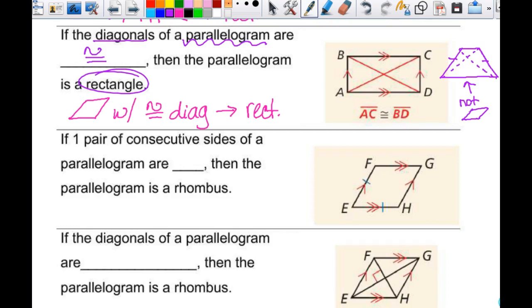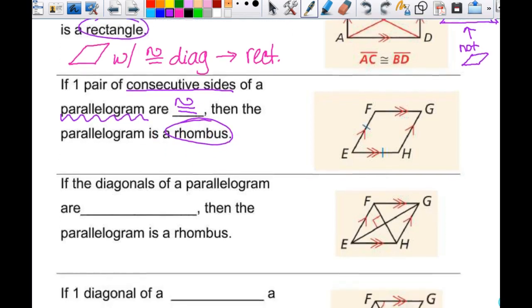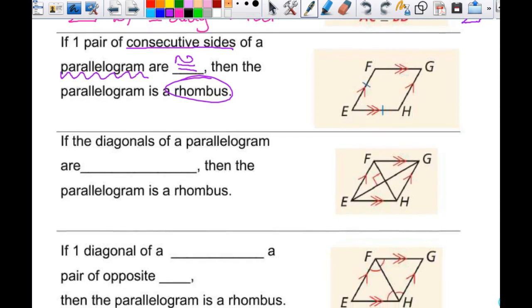All right, so then we have one pair of consecutive sides. So one pair of consecutive sides of a parallelogram are congruent. Then the parallelogram is a rhombus. So looking at this picture here, if we didn't know it was a parallelogram, then we may not be able to know that these two sides here are congruent. But because it's a parallelogram, we know in every parallelogram ever that the opposite sides are congruent. So if this side has one hash mark, so does this one. And this one has one, so does this one. That gives you four congruent sides.